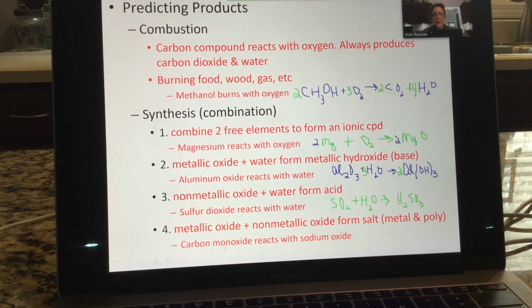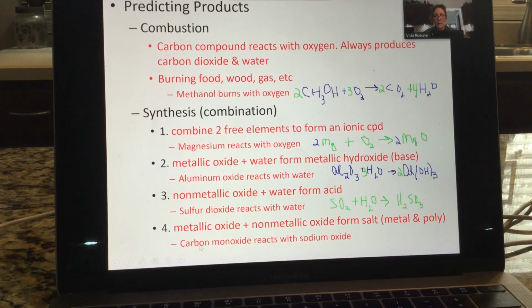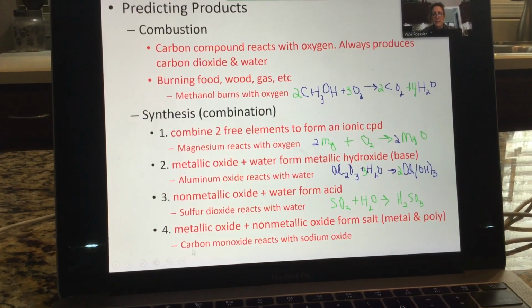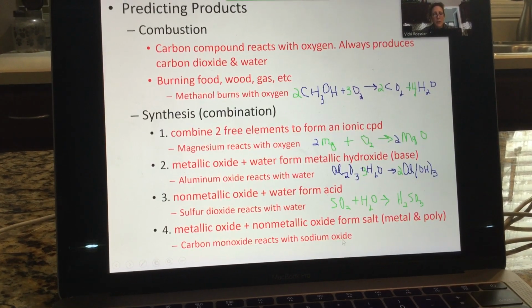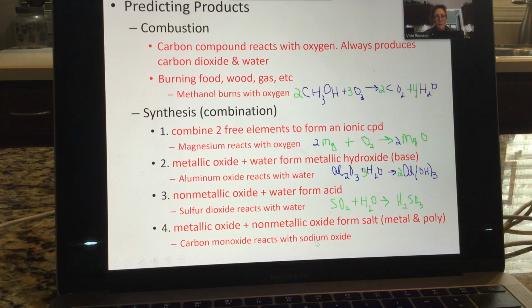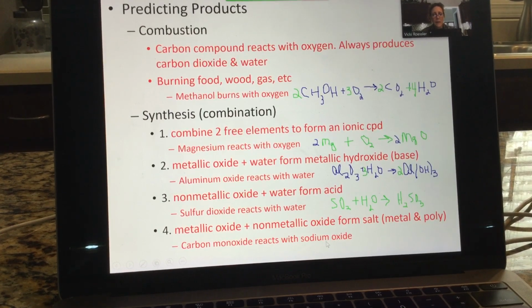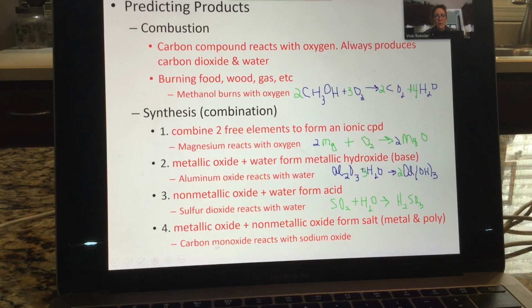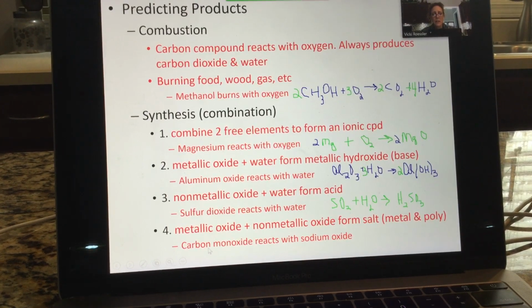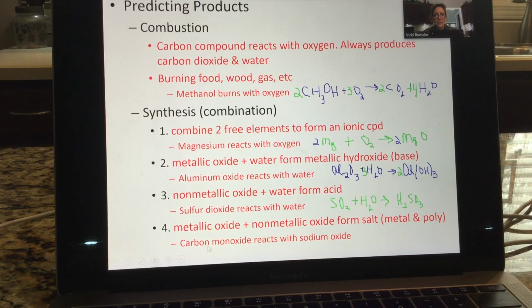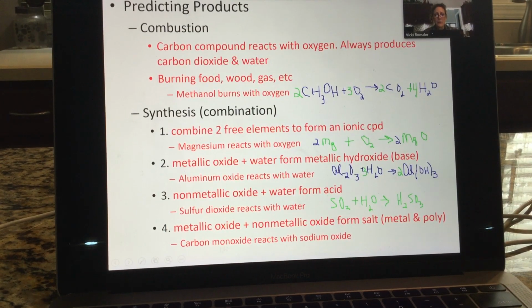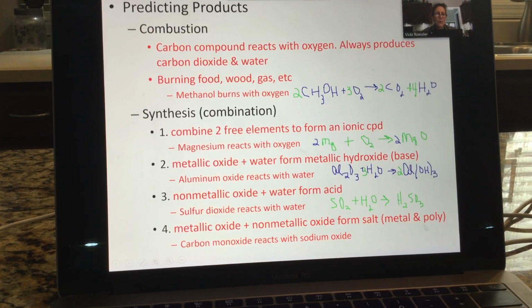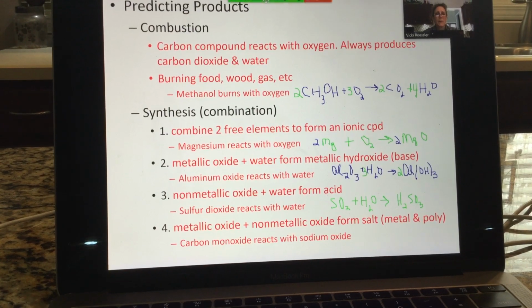Carbon monoxide, that's our non-metallic oxide because carbon's a nonmetal, and we have the prefixes here. Sodium oxide, sodium's a group 1A metal, so that's our metallic oxide. Okay, so when we see that, we have two different oxides, a metallic oxide and a non-metallic oxide. That's our indication that this is a synthesis 4, and the two of these compounds are going to combine together and make a salt, or a metal combined with a polyatomic ion.